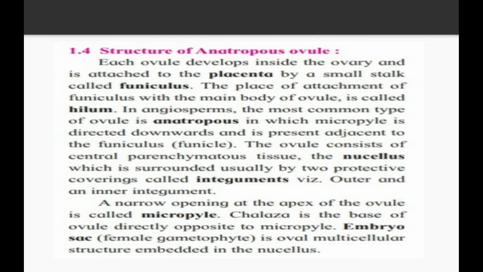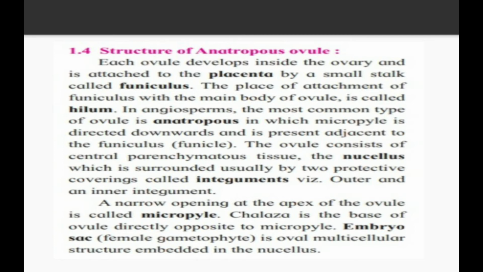Structure of anatropous ovule. Each ovule develops inside the ovary and is attached to the placenta by a small stalk called the funiculus, another name for funicle. The point where the funiculus is attached with the main body of the ovule is called the hilum. In angiosperms, the most common type of ovule is anatropous, in which the micropyle is directed downwards and is present adjacent to the funiculus or funicle. This is the main definition of the anatropous ovule.